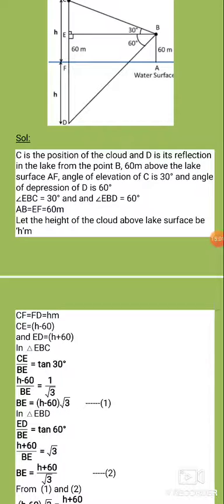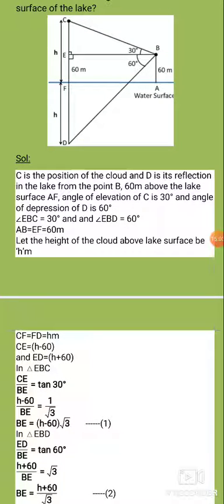Now listen carefully, students. Why are this CF and FD the same as h? When we stand in front of a mirror, we are at a distance of 3 centimeter from that mirror, so our reflection is also at that same distance. So here CF is h, FD is also h meter.